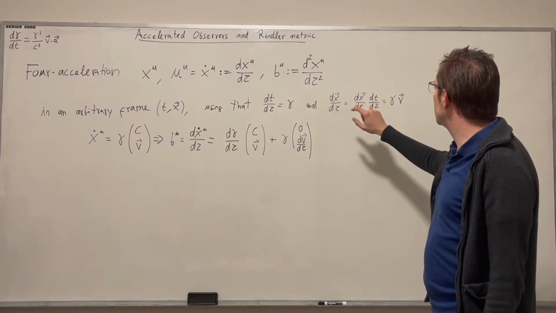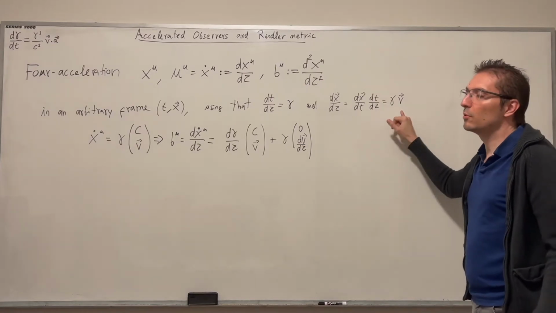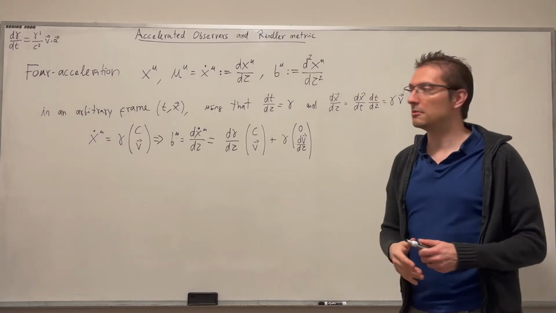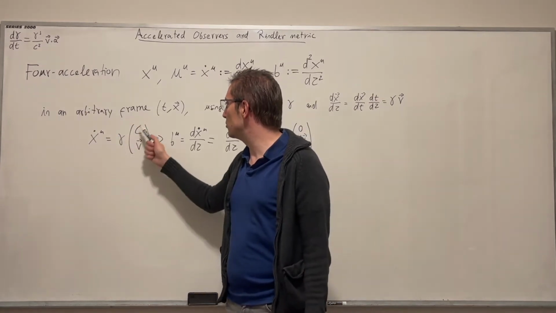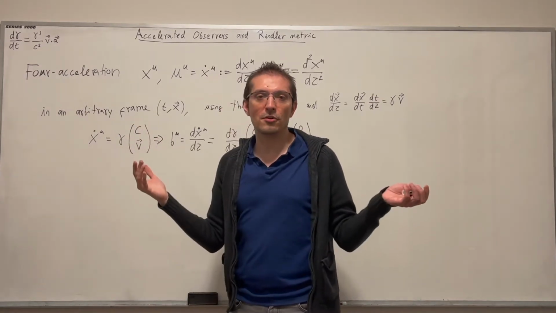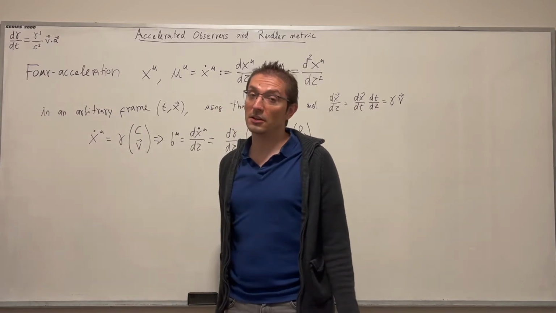And that dx/dτ, of course, by chain rule, is γv. Then we found, if you remember from the previous videos, that the four-velocity vector has this form, γ multiplying (c, v). Now, to compute the four-acceleration, all that we need to do is take the derivative of this four-vector with respect to proper time.